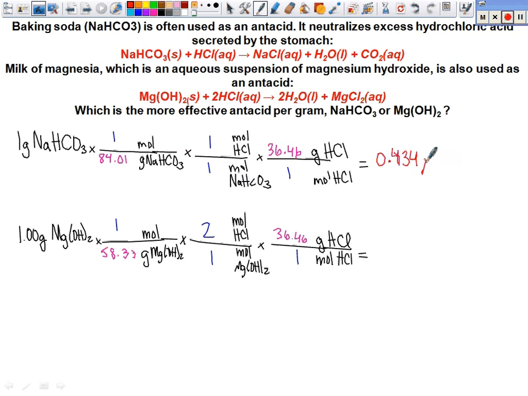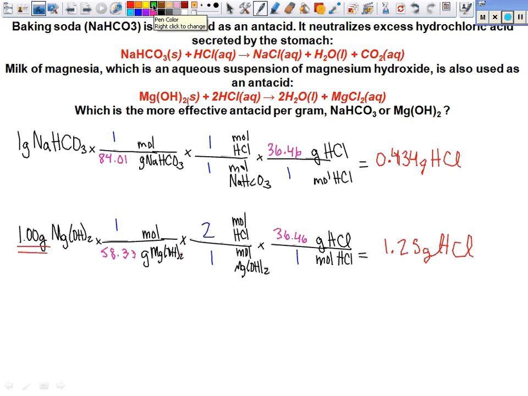Other side. How many grams of HCl could you get with magnesium hydroxide? 1.25 grams of HCl. So you actually dissolve more hydrochloric acid with magnesium hydroxide than you do with sodium hydrogen carbonate. You actually dissolve more than you actually started with. So which one is obviously the better choice for an antacid? Magnesium hydroxide.